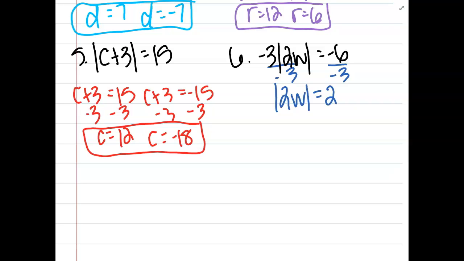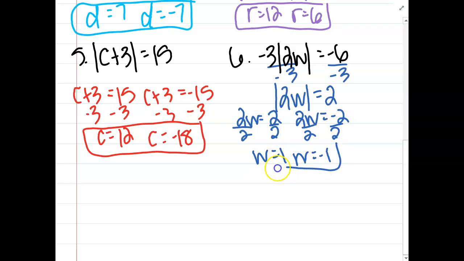Now that the absolute value is isolated because the 2 is inside the absolute value, we can say, okay, something has an absolute value of 2. Okay? So whatever's inside there could be 2, or it could be a negative 2. So 2w equals 2, or 2w equals negative 2. We can divide by 2, we get w equals 1. Divide by 2, w equals negative 1.